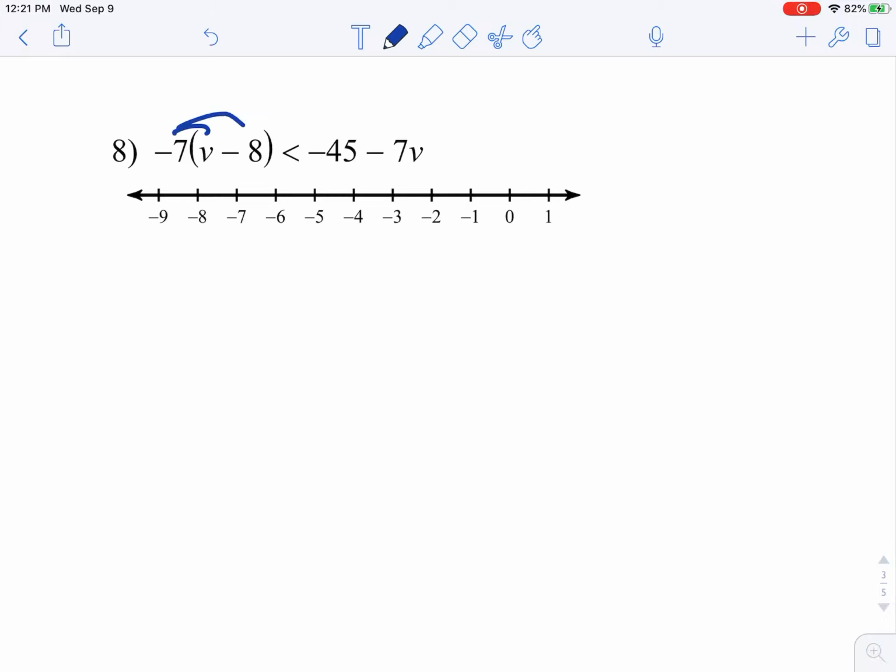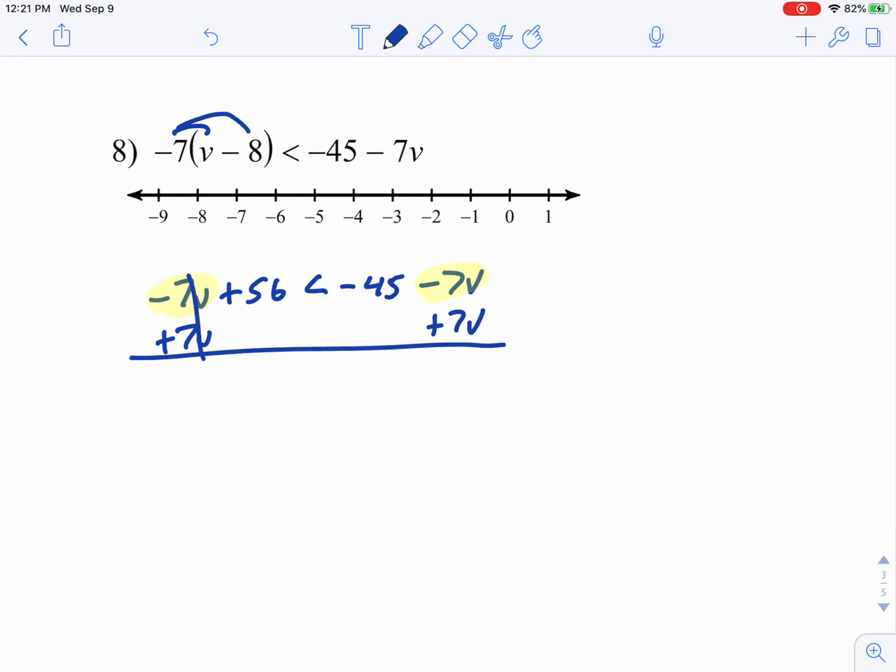Let's look at number 8. I'm going to go ahead and distribute this and bring it down. Negative 7v plus 56 is less than negative 45 minus 7v. We have like terms on both sides of the inequality, so I need to combine them. I'm going to add 7v. I get 56 is less than negative 45.